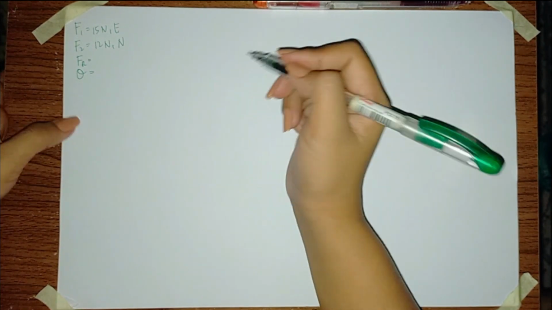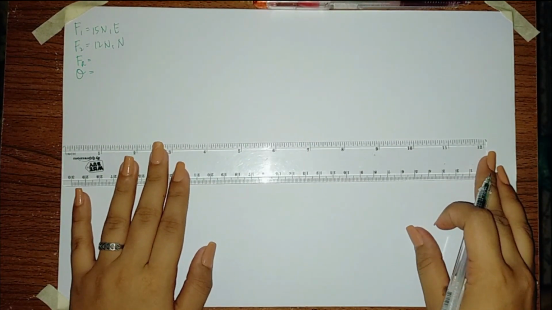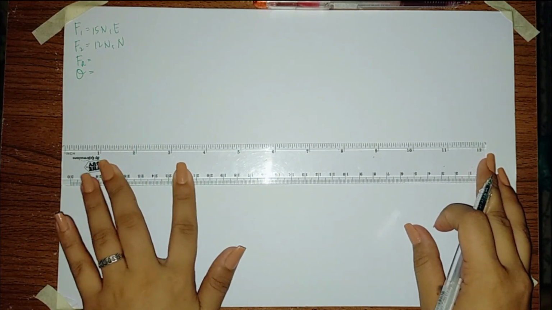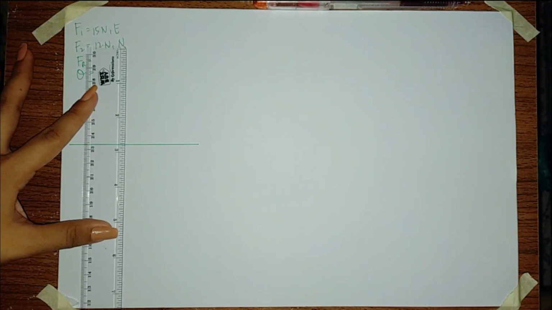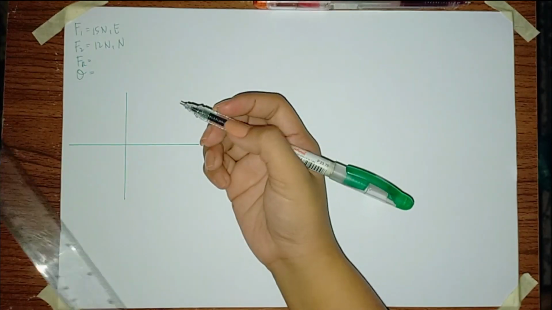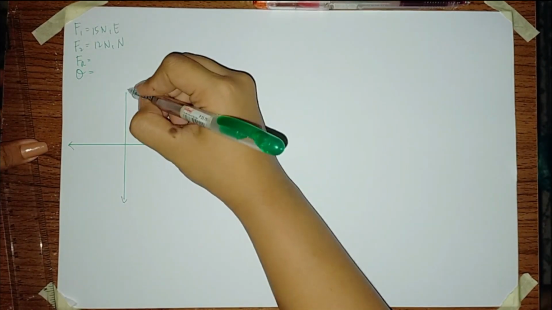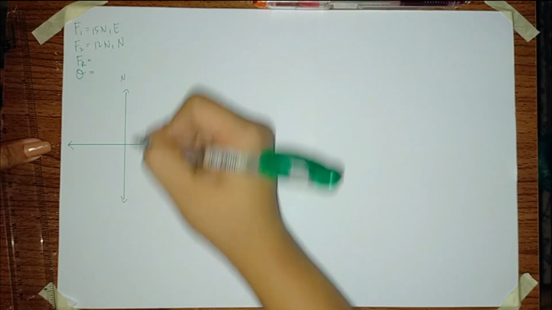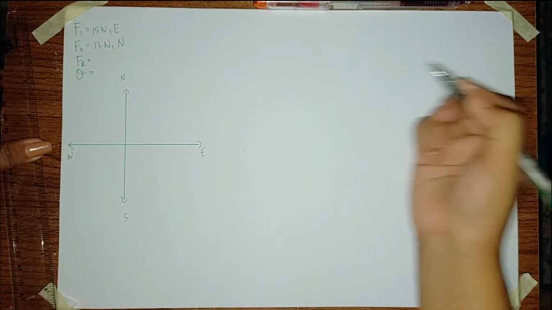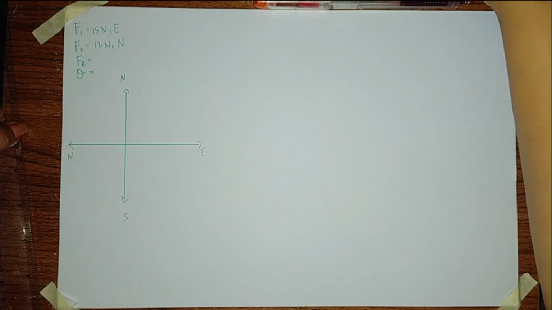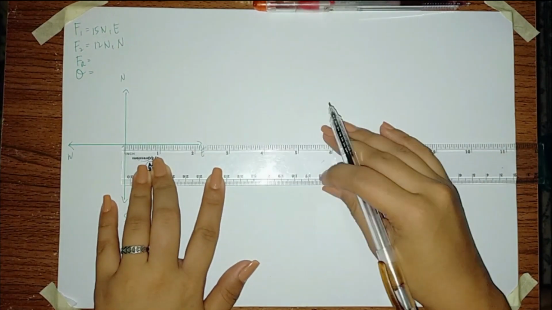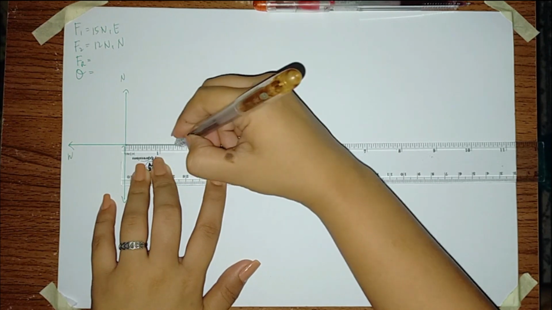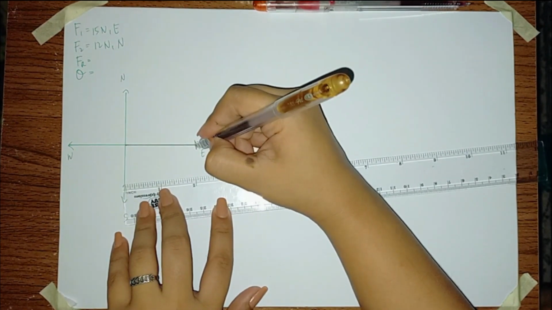So, theta, where are you? Now, before we solve for our unknown values, let us have here first our Cartesian plane. We need to know how to use the Cartesian plane because this is a very big help for us in order to locate the direction of our resultant. So, we have here north, south, west, and east. So, let us plot our F sub 1. Our F sub 1 is 15 newtons going east.